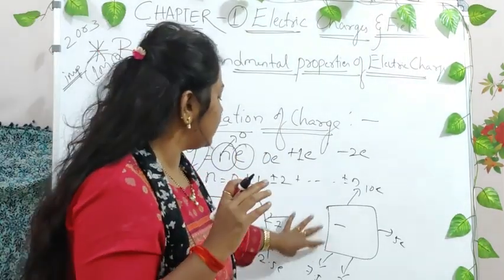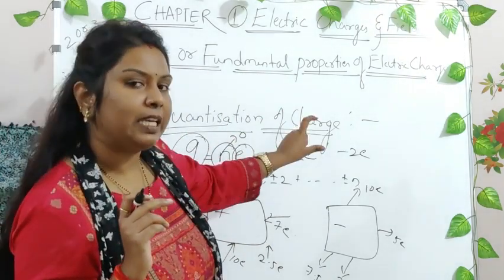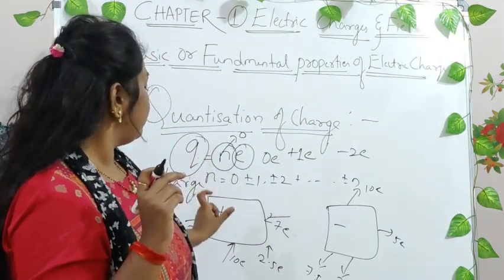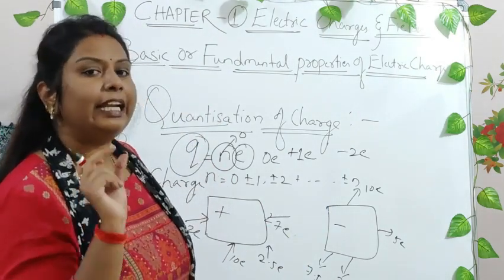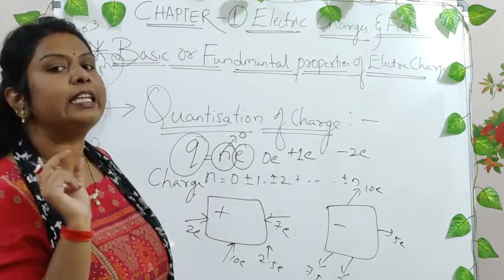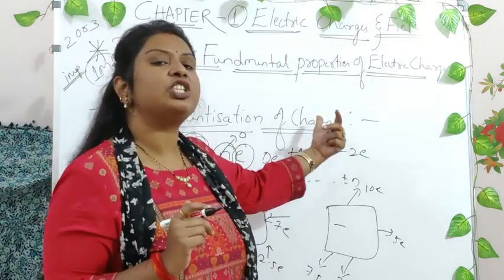What the quantization of the charge explains is that the charge, whether it is added or removed, should only be an integer. It cannot take any fractional or decimal value, and hence this process is called quantization of the charge.